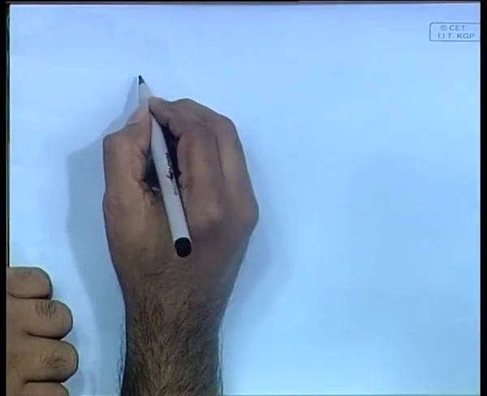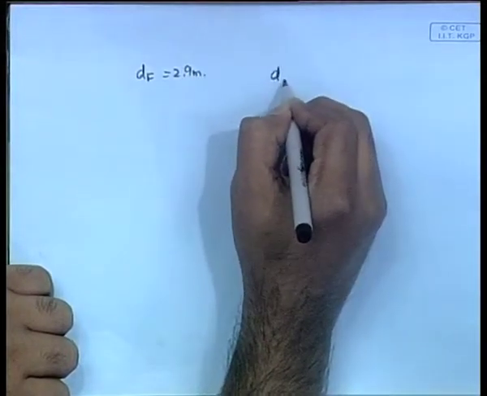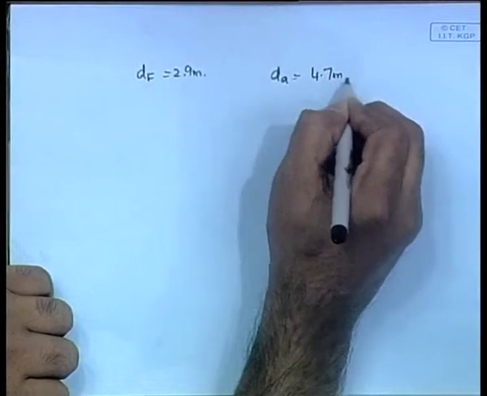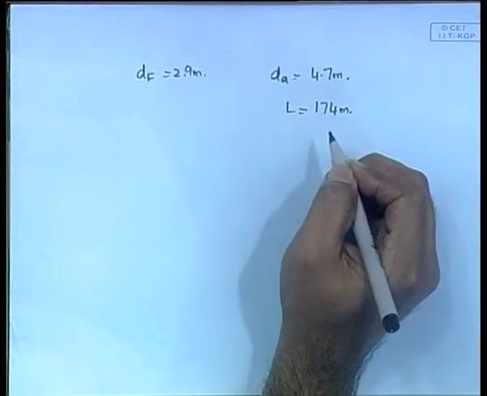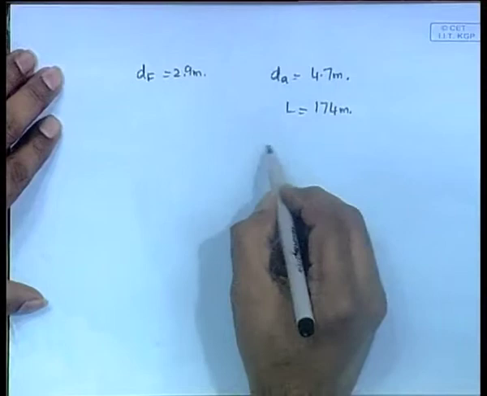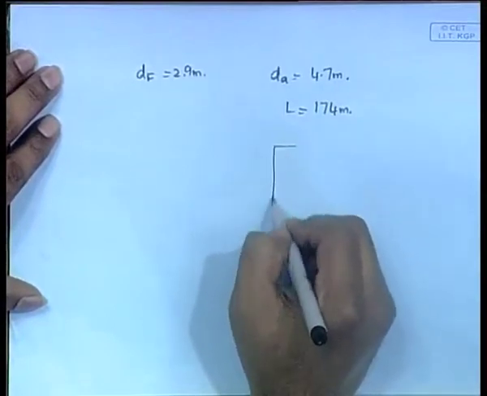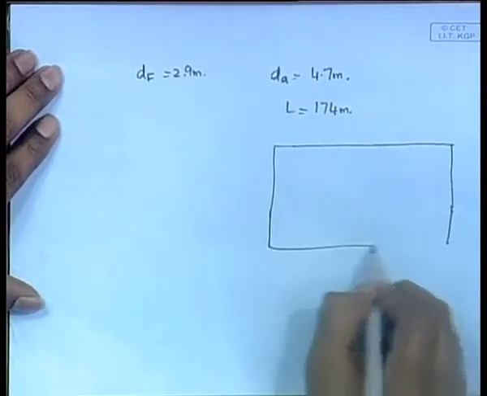One more problem. You are told that there is a vessel that is floating at draft forward equals 2.9 meters, draft aft equals 4.7 meters, and the length of the ship is 174 meters. Then you are told that there is going to be a loading of cargo. I won't write the whole thing, but you are loading some cargo.